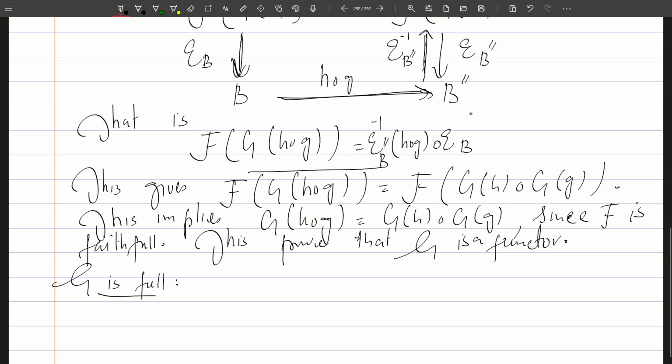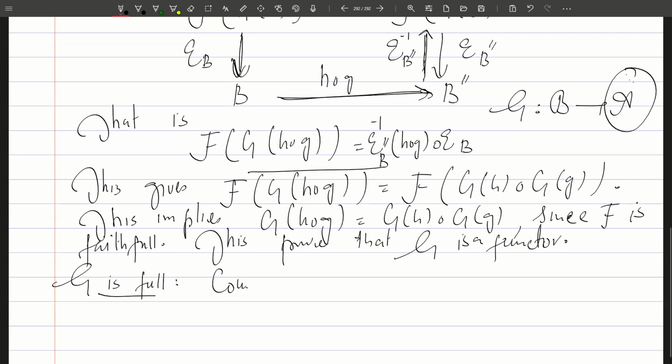So consider any morphism. We have to prove this G is surjective when restricted to the hom set. One should note here, G is a functor from the category B to category A. So we are going to take some morphism in category A. We will show that morphism has a pre-image under G in category B.